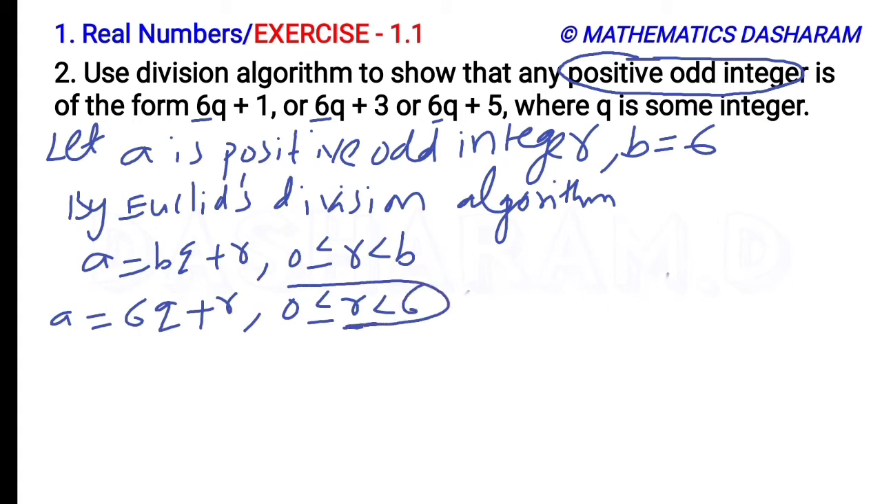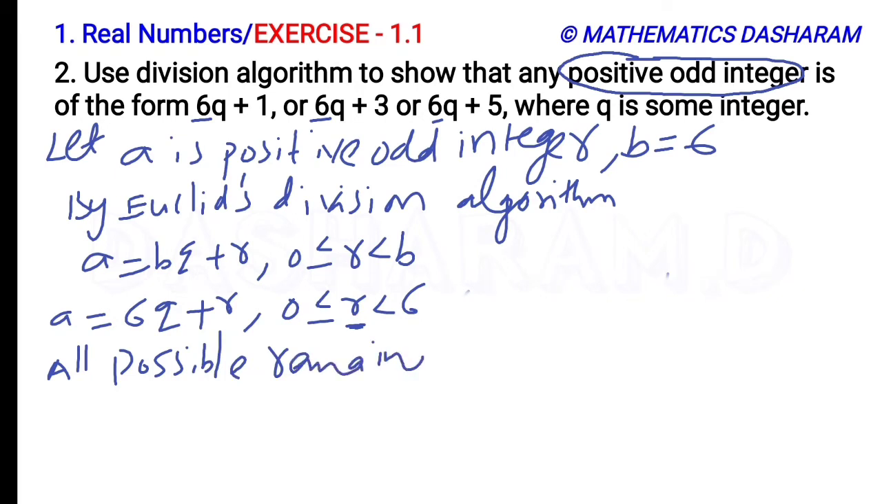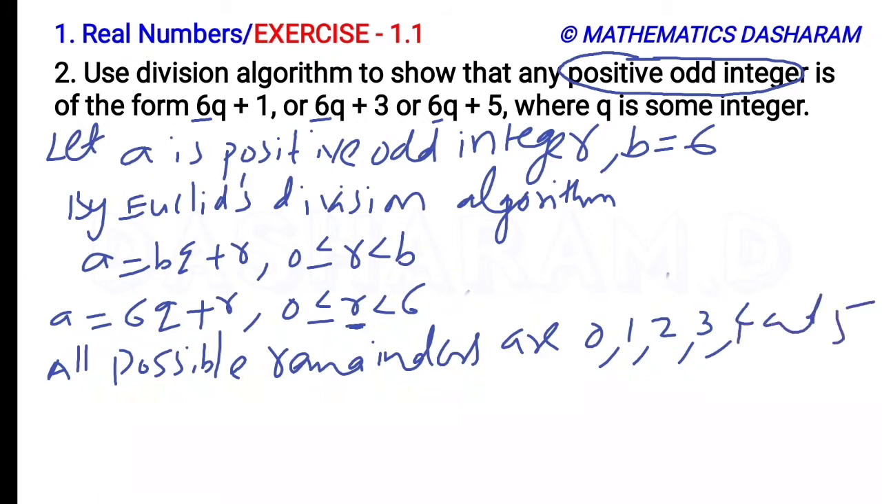So what is the condition here? The remainder is more than or equal to 0 and less than 6. Then all possible remainders, as per this condition, are 0, 1, 2, 3, 4 and 5. So these are all the possible remainders. Now these possible remainders are substituted in this one by one.